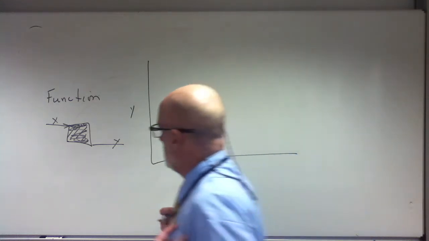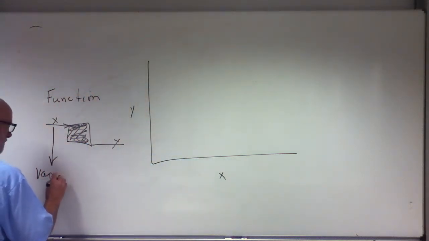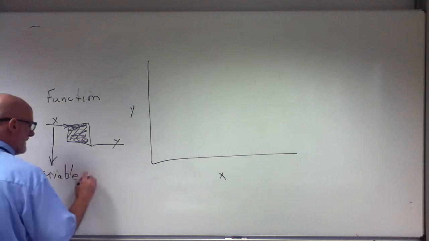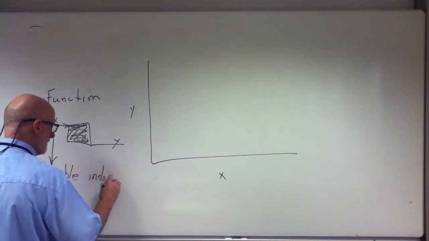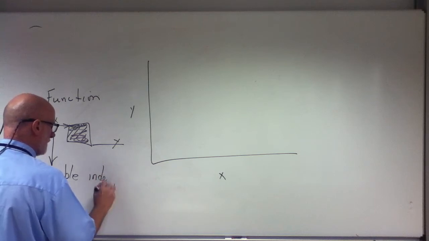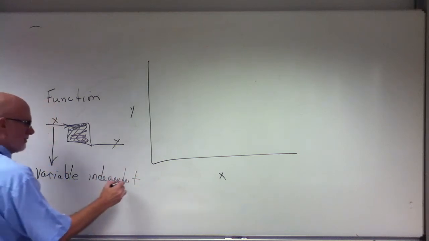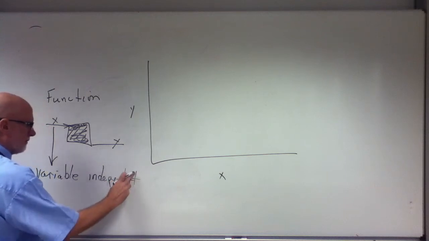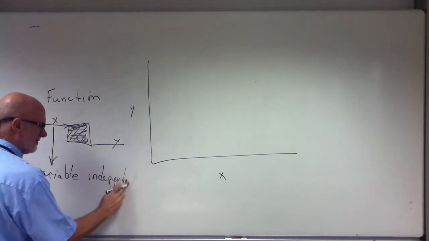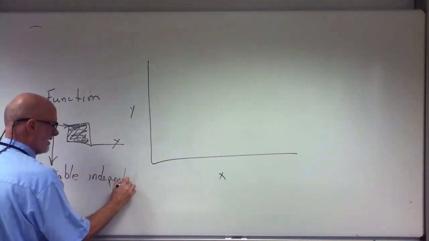So, we control the input. The input is, we call this a variable, and we say that it is a, how do you spell this? I know how to spell independent. How do you spell independent? I always mix that up. How do you spell it? Yeah.